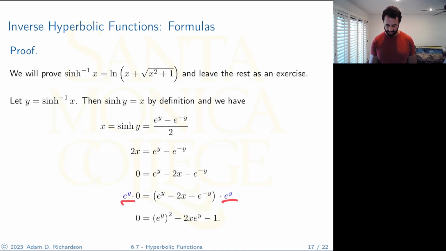Multiply both sides by e to the y. And when you multiply both sides by e to the y, you're going to get e to the y squared. And then here, e to the negative y times e to the y will just become 1, because you'll have e to the 0, which is 1. And then here you have a mess still. You have 2x times e to the y. But here's the clever part. This equation is quadratic in e to the y. It's a quadratic equation where the variable is e to the y.